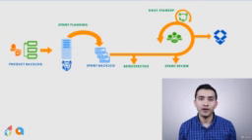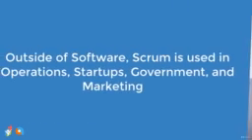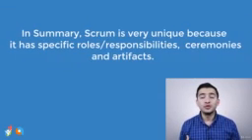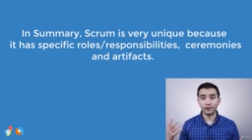Scrum was initially developed to manage software products. Outside of software development, Scrum is used in schools and education, operations, startups, government, and marketing. Scrum is unique in its ways because it has very prescriptive roles, responsibilities, ceremonies, and artifacts, and we are going to talk about these in the further lectures.